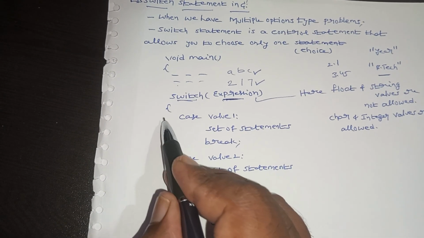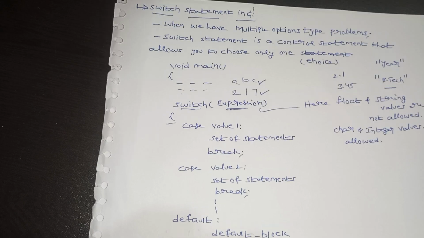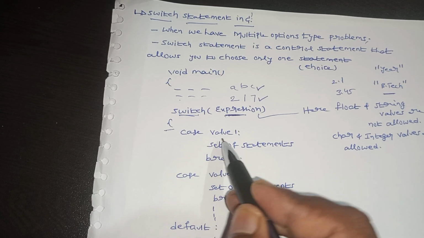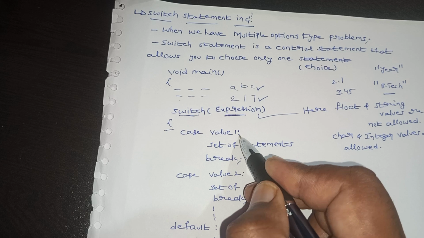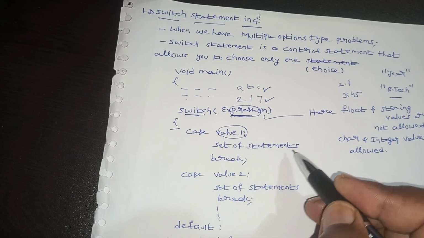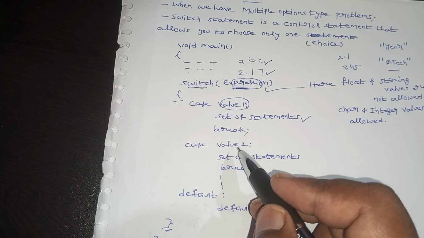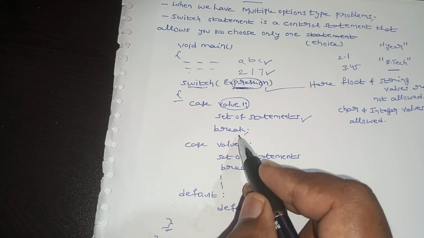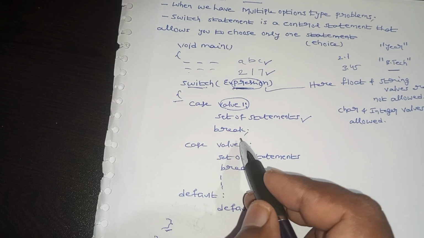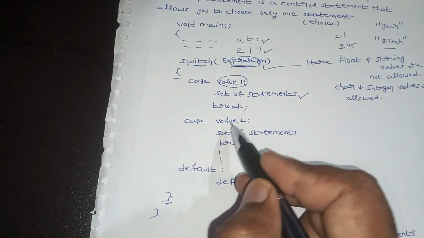Next, this is the opening of the switch statement, and this is the closing of the switch statement. Then you have to use something called case, with value 1, and then you give a colon. When this is matched with the expression, I execute these statements, then I break out of the entire switch case. Break and continue is one more topic, we'll see it in the next video. You have to add break here.